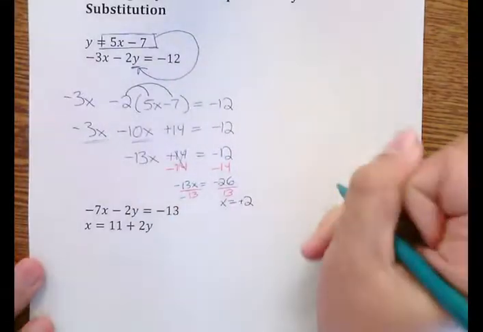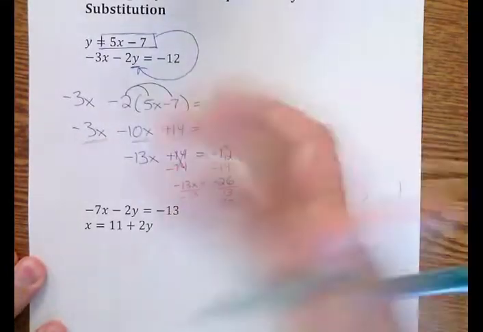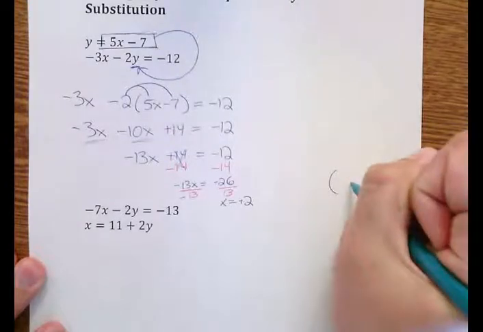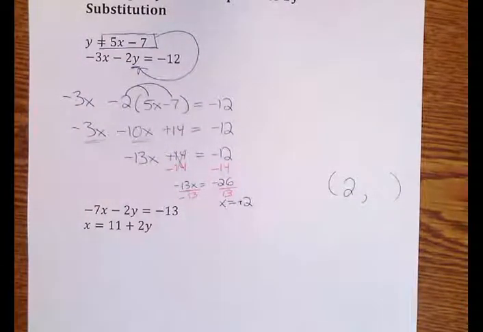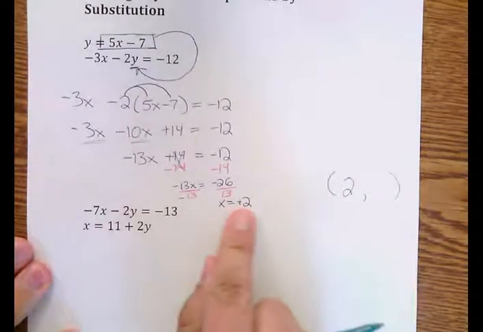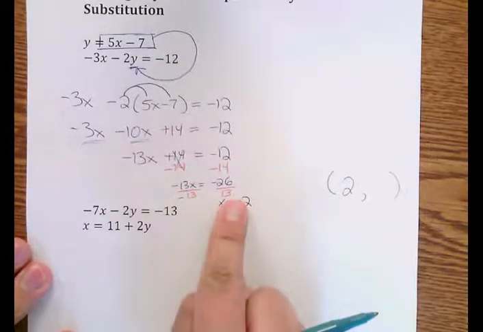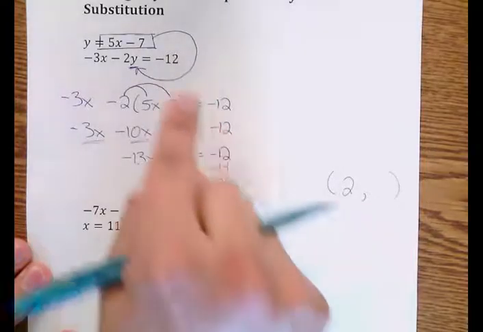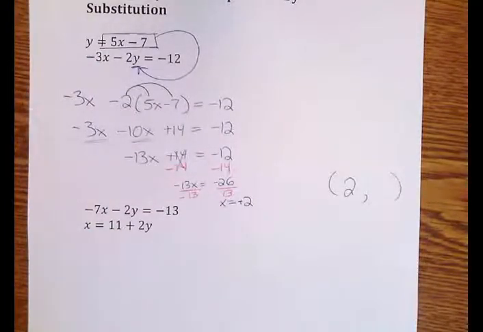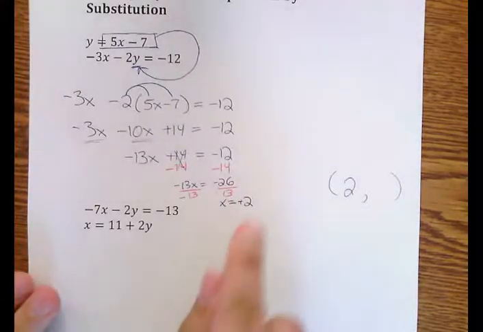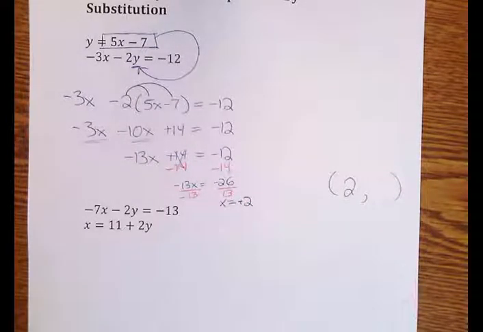Now, remember, when we're solving systems, we're looking for the coordinates here, so the x and y coordinate. Right now, I just have x is 2, so I've got to figure out y. What you're going to do is take whatever variable you just found, either x or y, and plug it back into either of your two original equations. Doesn't matter which one. You're going to plug your x into it and use that to solve for y.